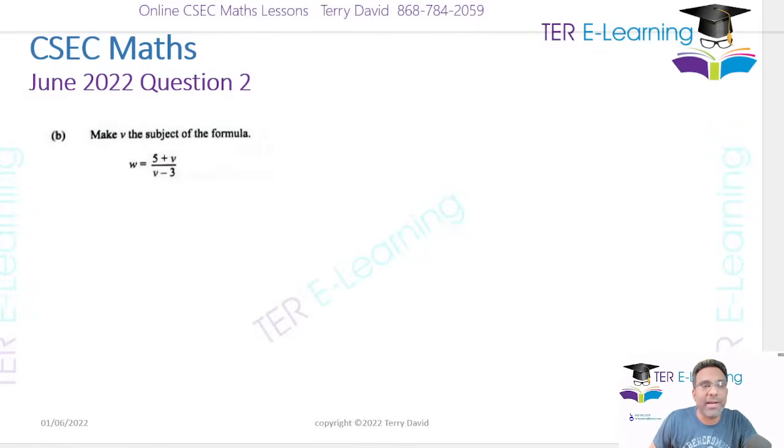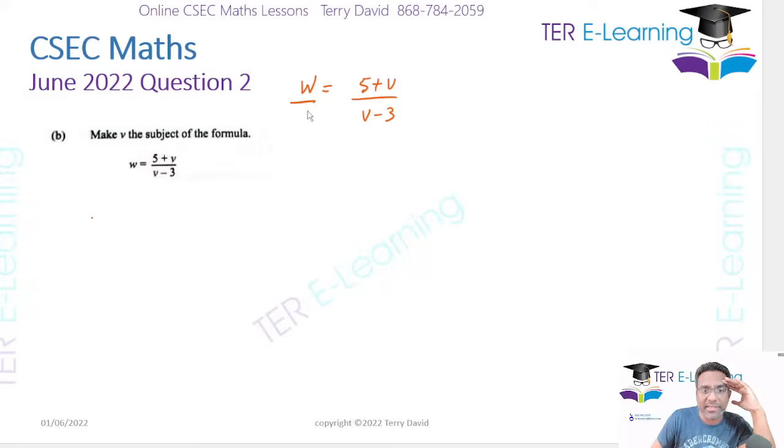What they gave you guys here is one of the hardest changing of the subject of the formula that you can be given in the exam. So we have W is equal to 5 plus V over V minus 3. Now, you want to make V the subject of the formula. The first thing I would do is write W as W over 1. Why am I doing that? So that I can cross multiply. So I can say this by this is equal to that multiplied by that.